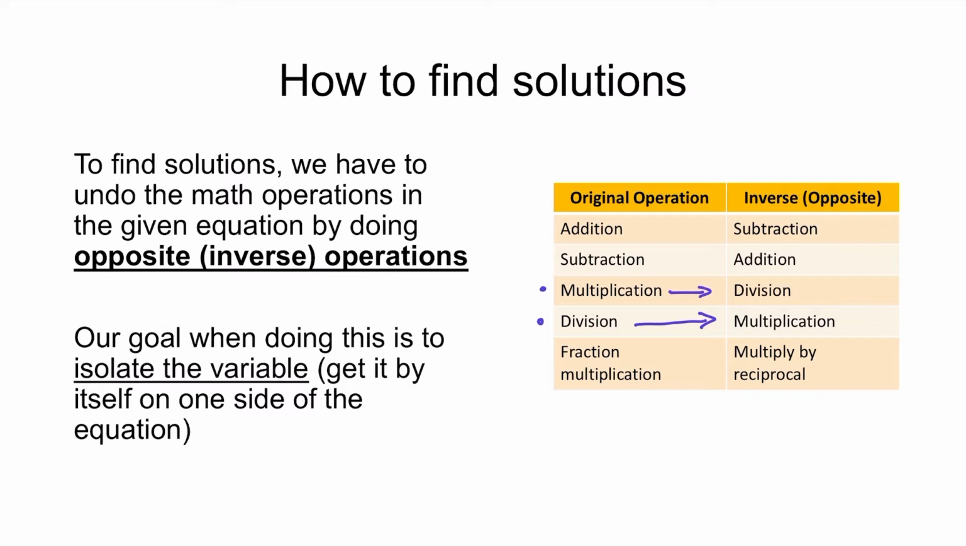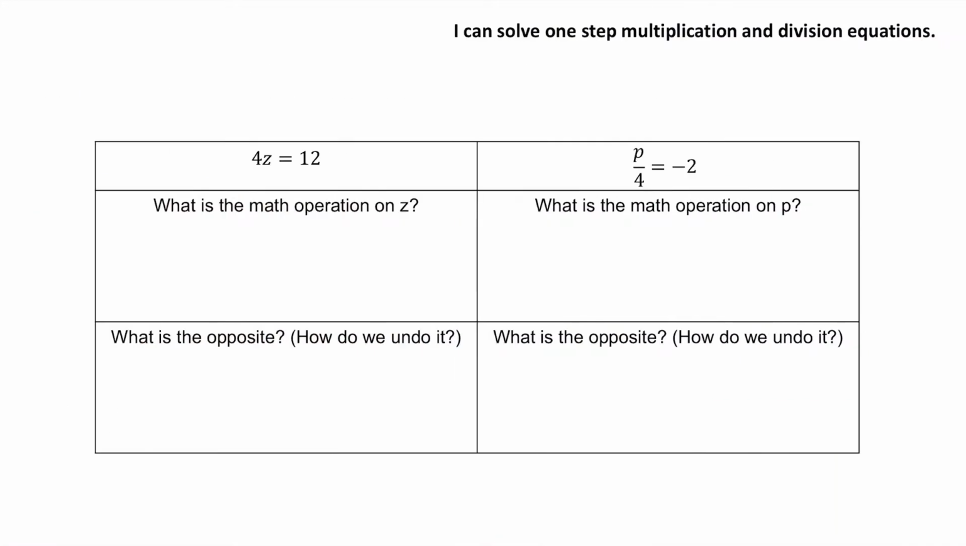Remember, our goal when doing these problems is to isolate the variable. So we're trying to get the variable by itself on one side of the equation. So let's look at these problems. We have 4z equals 12. Remember, when we have a constant and a variable written like that in an algebra problem, that means they're being multiplied. We don't have to write out the multiplication signs because that is implied. So here, the math operation on z is that it's being multiplied by 4. So we can undo this multiplication by dividing by 4.